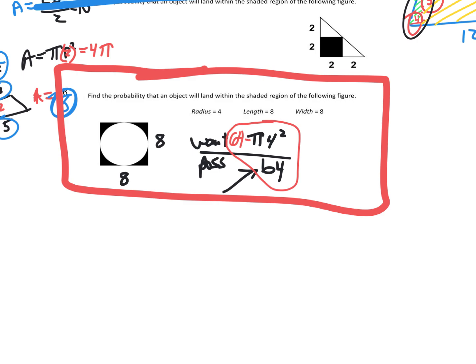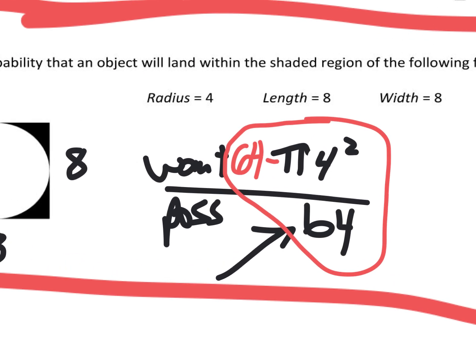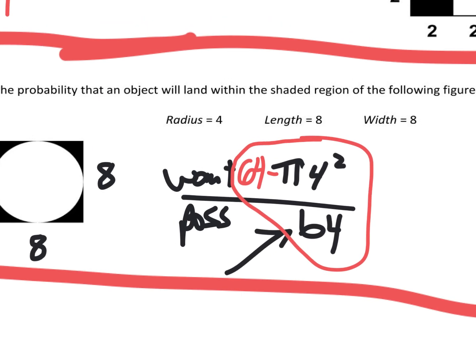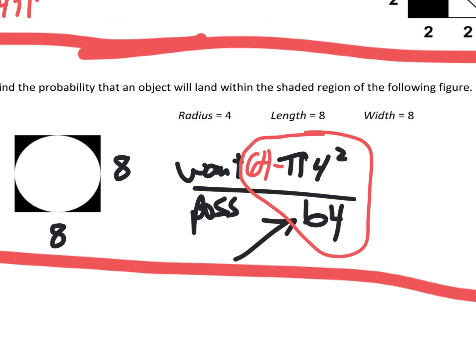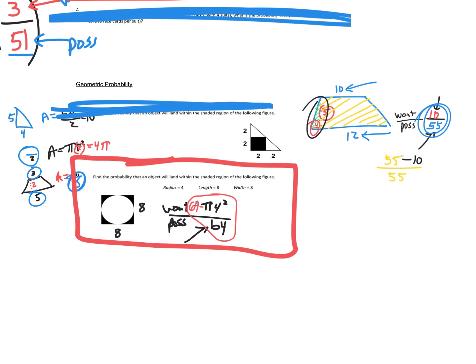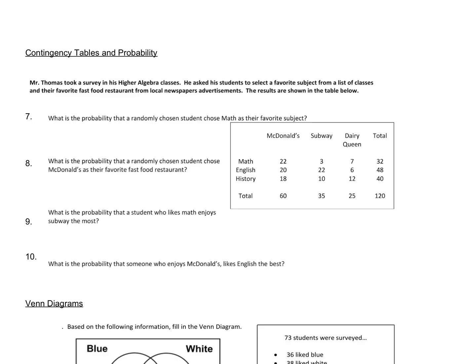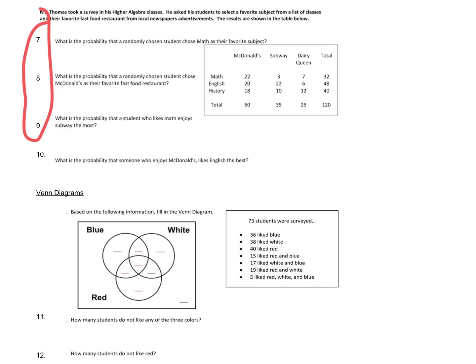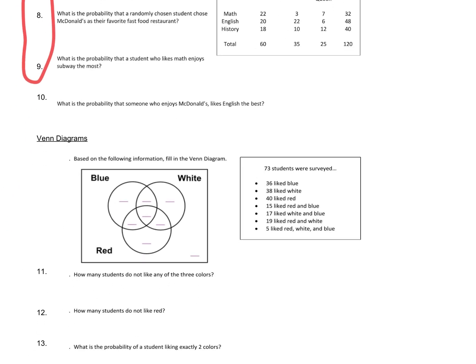The reason it wasn't just pi r squared on top is because we didn't want to hit the circle. We wanted to hit the rest of the shape. All right, moving on to the next page. Seven, 8, and 9. And just making this thing is going to take a minute.